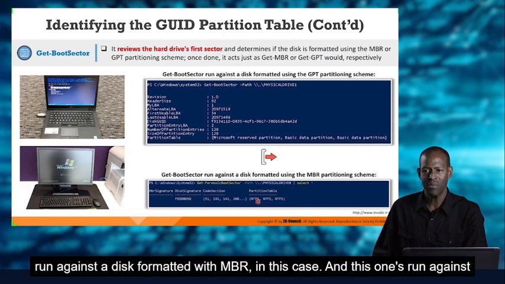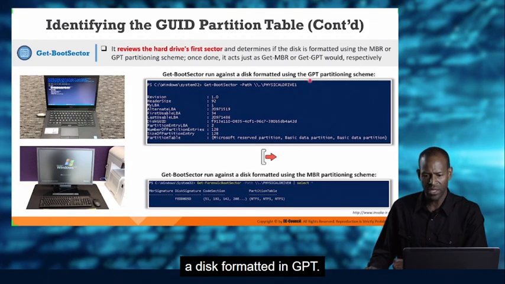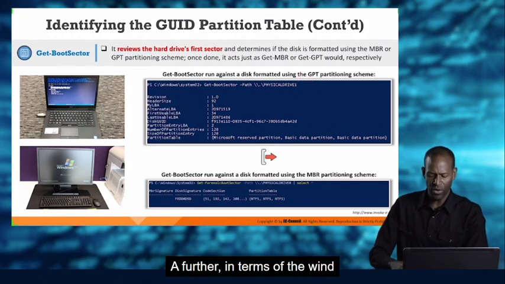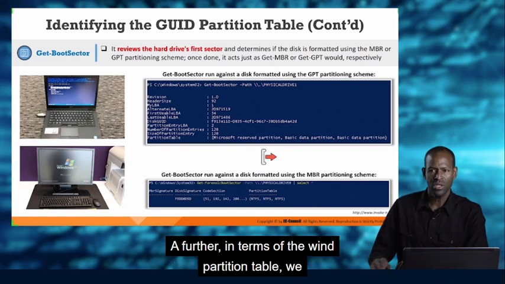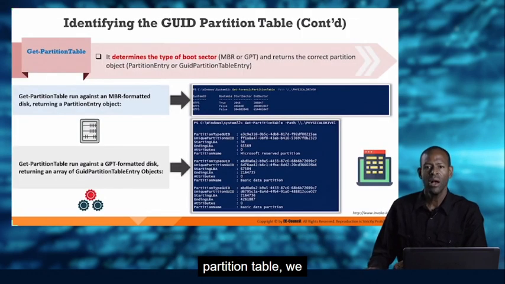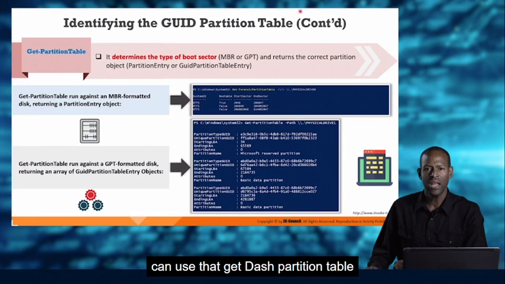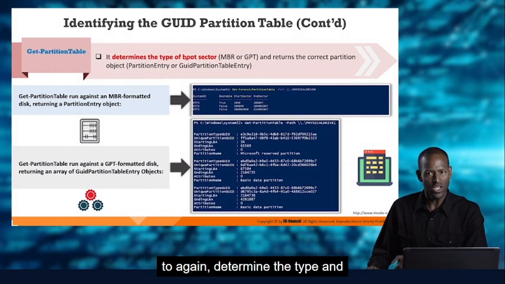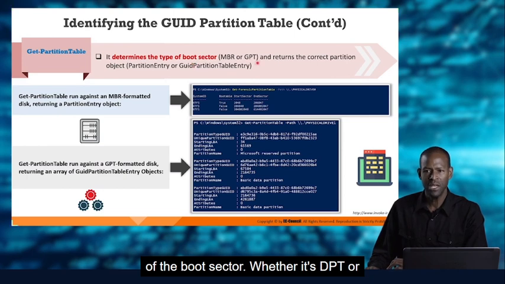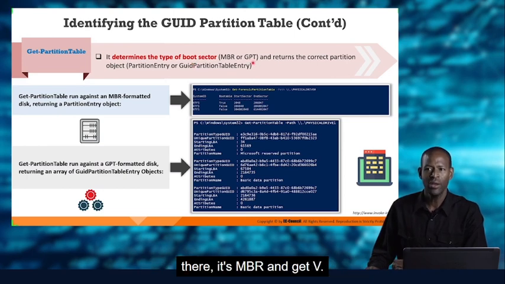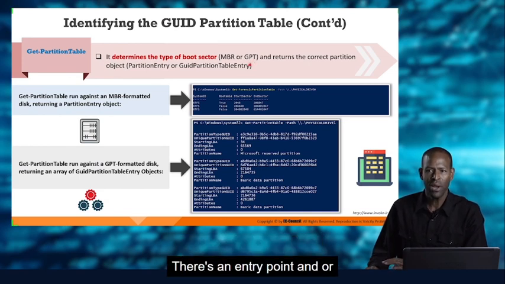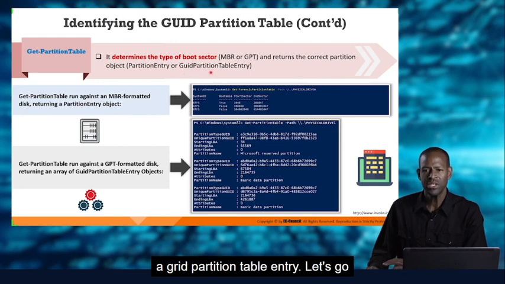the structure and the partition table. So this is run against a disk formatted with MBR in this case, and this one's run against a disk formatted in GPT. Further, in terms of the GUID partition table, we can use Get-PartitionTable, again, to determine the type of the boot sector, whether it's GPT or whether it's MBR, and get the correct partition object. There's an entry point or a GUID partition table entry.